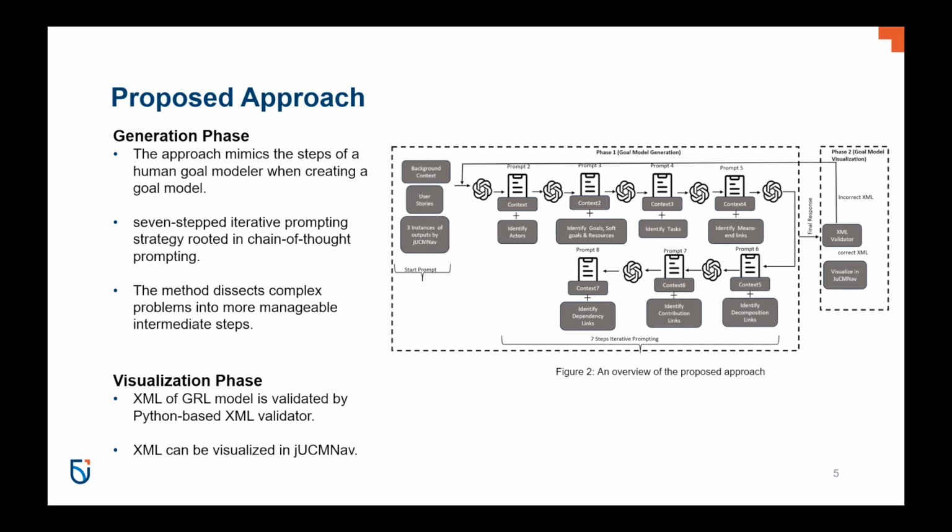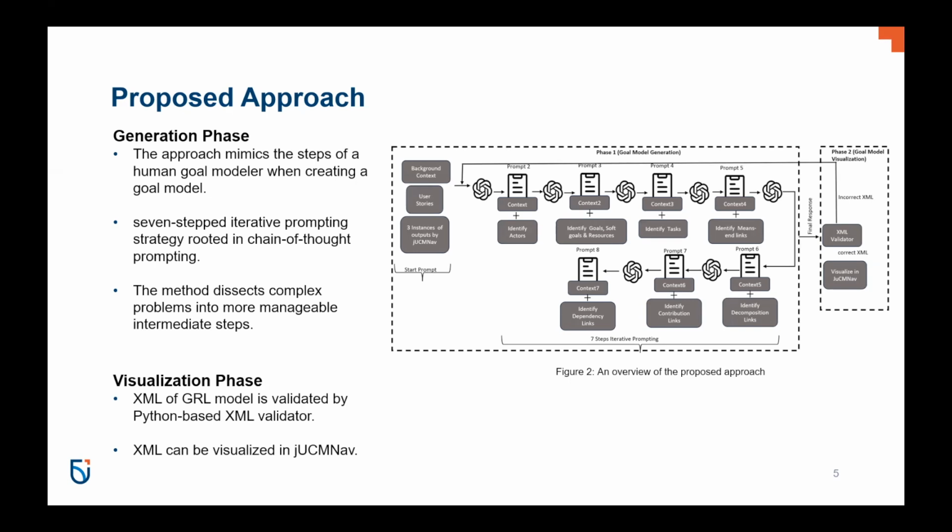Next is the GRL model visualization phase. The XML representation of the GRL model obtained in the first phase needs to be imported manually into the jUCMNav tool for visualization. However, we observed instances where the XML generated by the LLM contains malformed elements in it, and these discrepancies caused the LLM generated goal models to fail to be imported successfully into the jUCMNav tool. So to prevent such import errors, we implemented a Python-based XML validator.